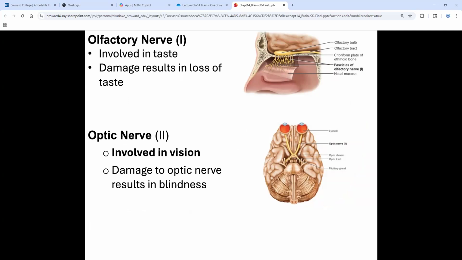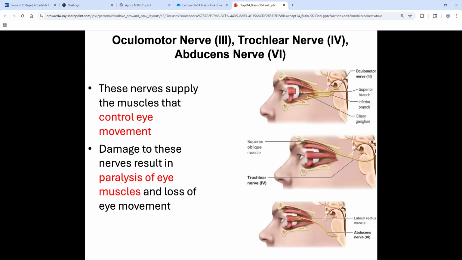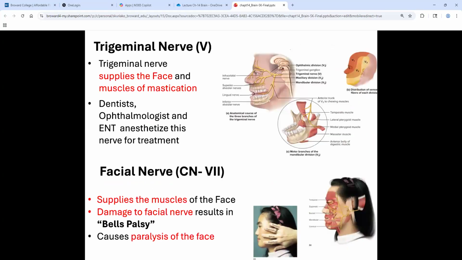Optic nerve is associated with vision, right? You damage that, you'll become blind. Cranial nerves 3, 4, and 6 are associated with eye movement. So to control the movements of your eyes, you have to have these 3 nerves working together. Cranial nerve number 5 is called trigeminal nerve. This is a nerve that supplies the face, and also the chewing movement, so all that is controlled by the trigeminal nerve.